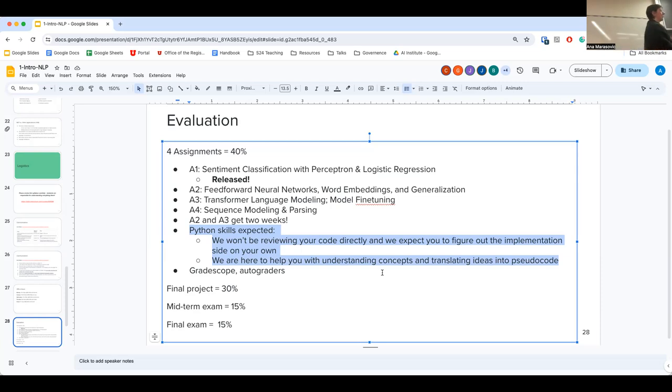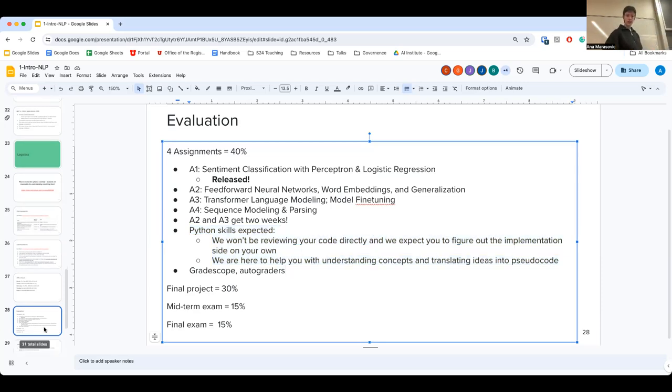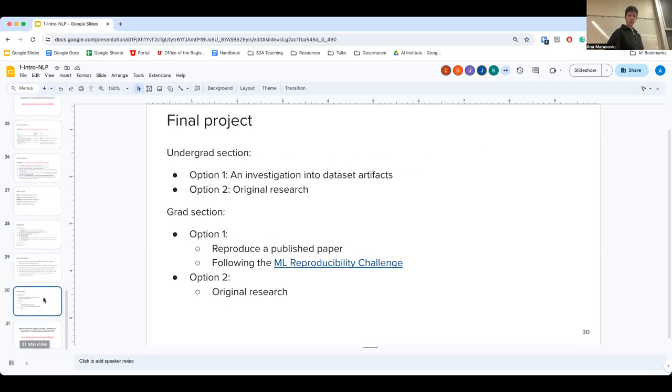Questions about the evaluation? Yeah. What does the final project entail? Is that an individual or group project? Yeah, so I think I have that on the next slide. I will talk about late submissions in a second.